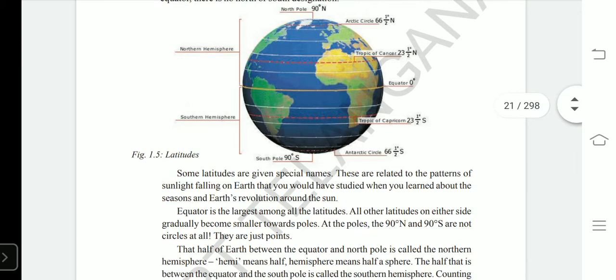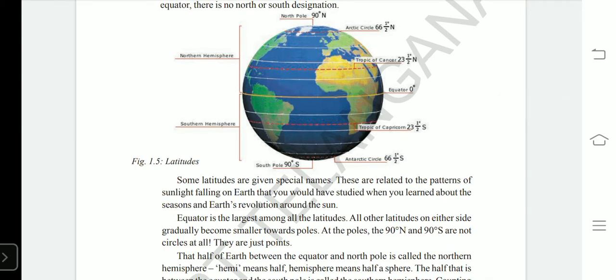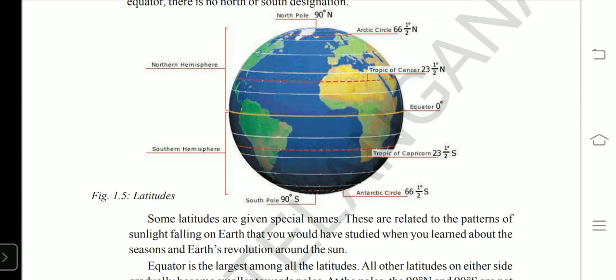Latitudes are the lines drawn parallel one to another on the globe from east to west. The horizontal circles are called latitudes, and these latitudes are also called parallels as they are parallel one to another and facing each other. There is a great circle that divides Earth into two equal half hemispheres, that we call the equator.